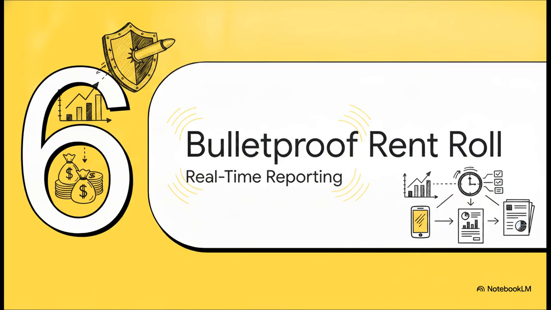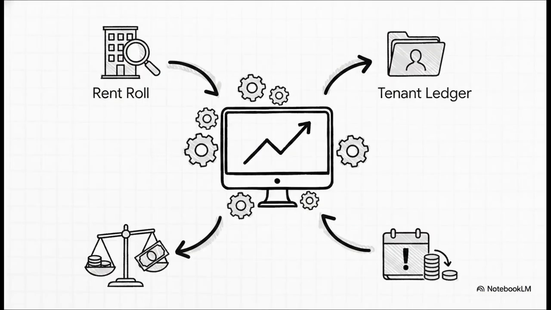Section 6. Bulletproofing your rent roll, real-time reporting. When your rent collection is fully automated, it feeds perfectly into the essential audit-ready reports you need to actually run your business. You have the rent roll, which is the document lenders ask for first, giving you a forward-looking view of your occupancy health.